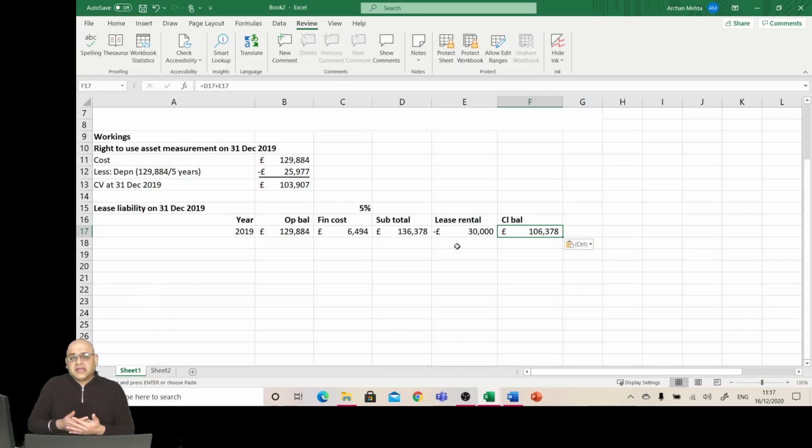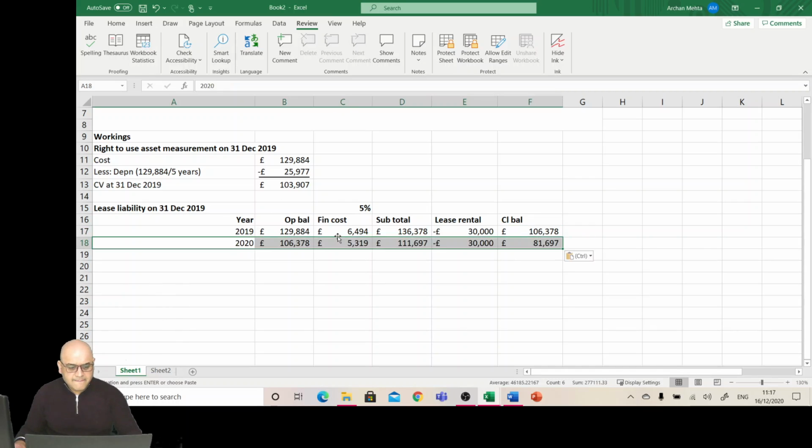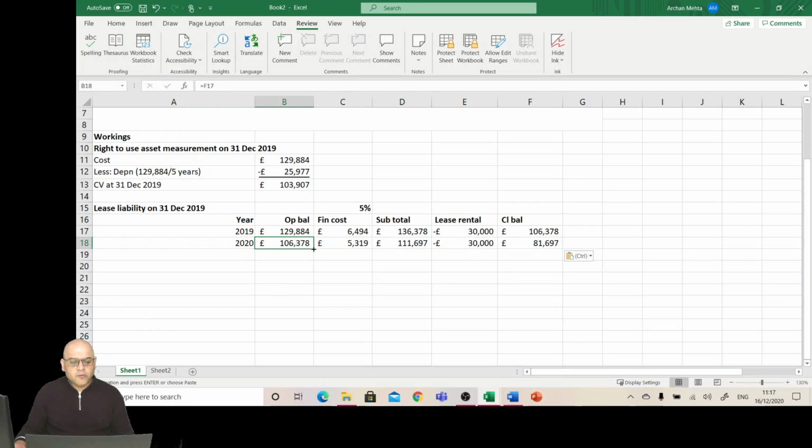But what we do need to do is to split this liability into non-current and current liability. So what are we going to do? In order to do that, we need to carry on for one more step in this table. We will do the same process for 2020, the following year. Our opening liability is actually last year's closing. Then we charge finance cost on that, then subtotal, remove lease rental, and closing liability is this much.